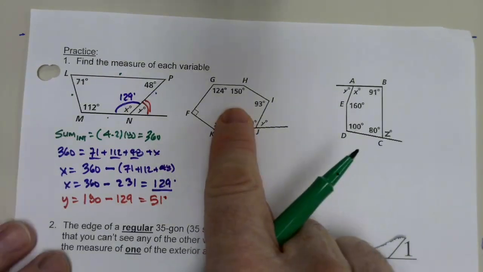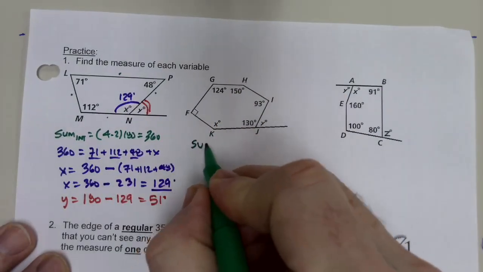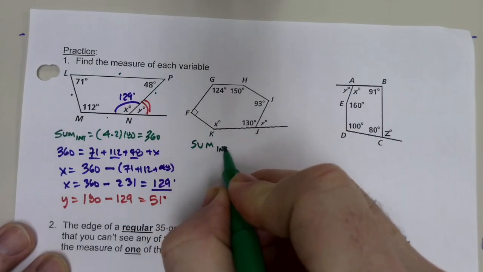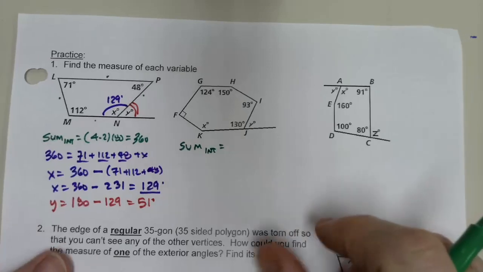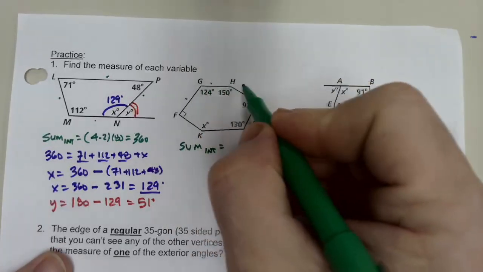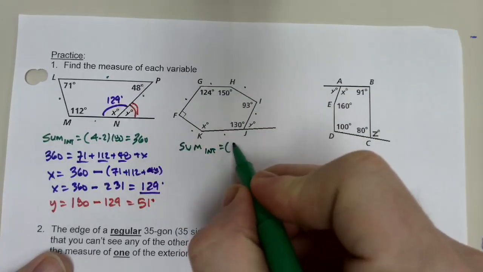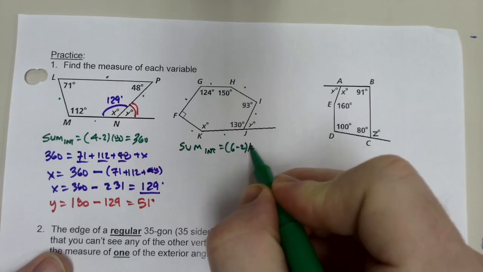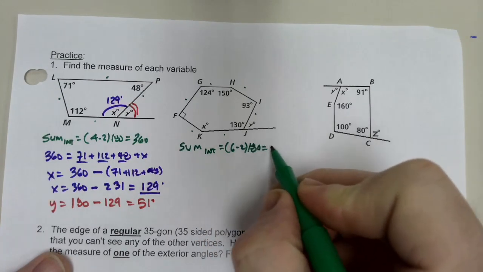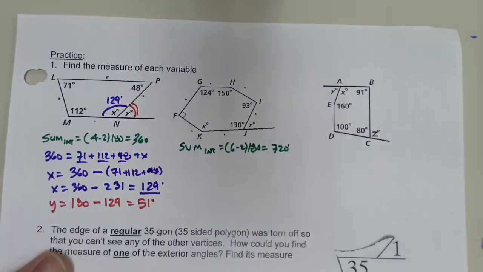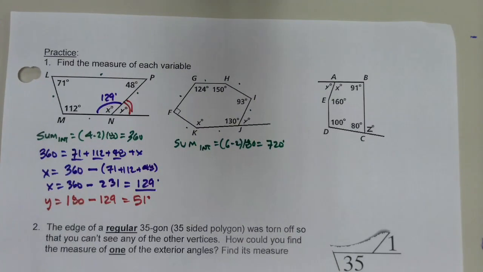Start out by finding what the sum is. This is not a triangle. The sum of the interior is not going to be 180, but let's count them. 1, 2, 3, 4, 5, 6. 6 minus 2 times 180 would give us 720 degrees for the sum of these.